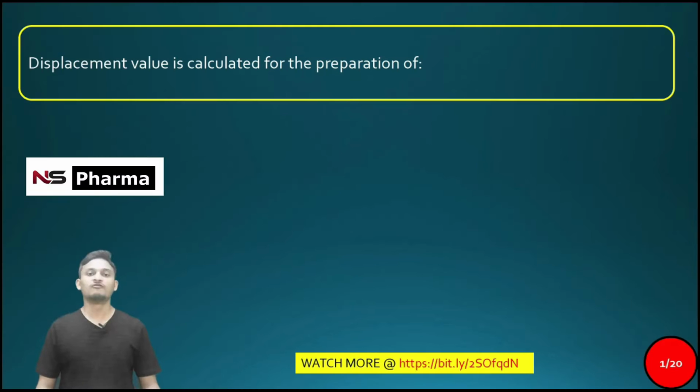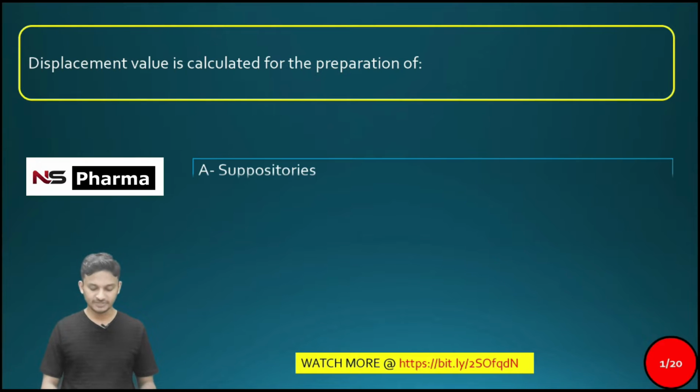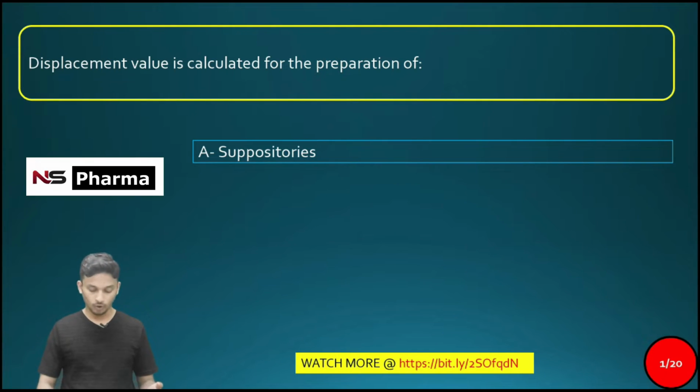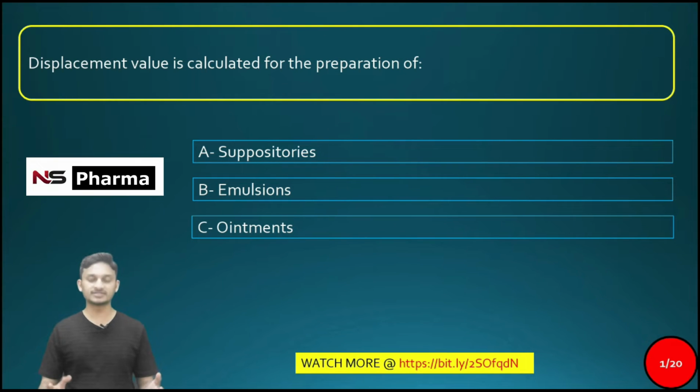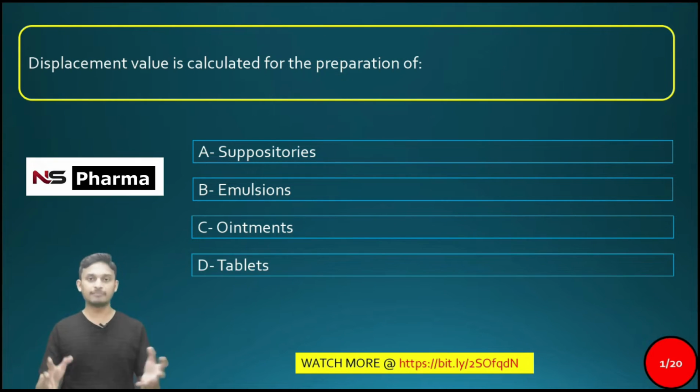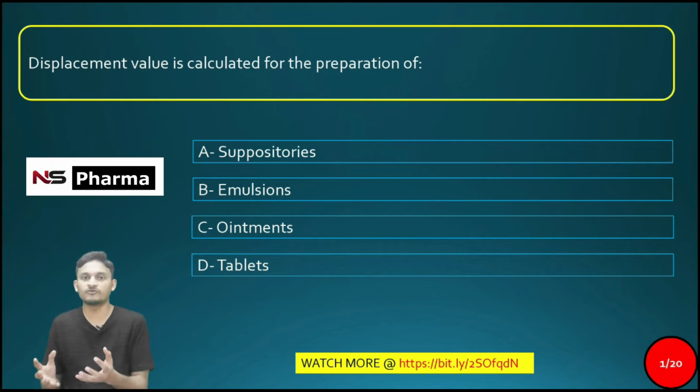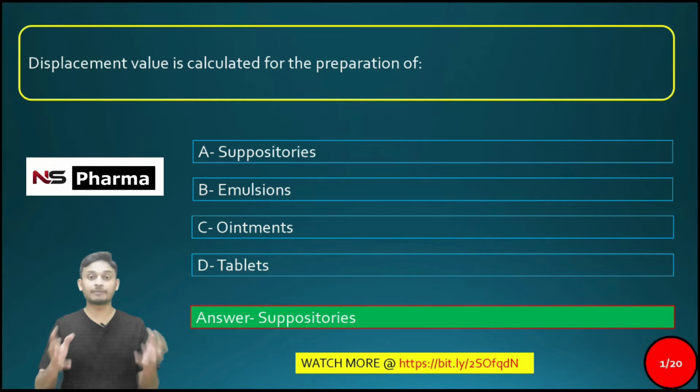So let's begin. First question: displacement value is calculated for the preparation of. Options are option A, suppositories, option B, emulsions, option C, ointments, and the last option, tablet. The correct answer for this question is option A, suppositories. Displacement value is calculated for the preparation of suppositories.